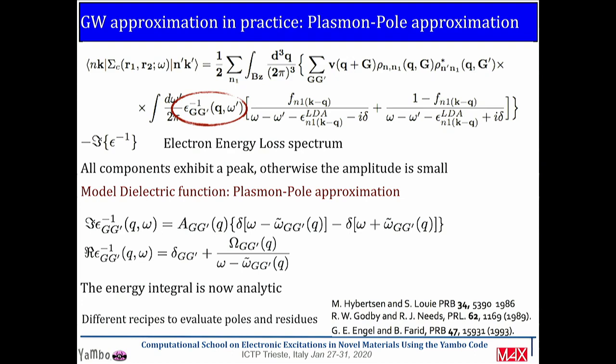Here are some references: Ibersen-Lewis, Godby-Needs, Engel-Farid. What Yambo implements is the Godby-Needs recipe. That means essentially performing a calculation for two frequencies: usually the static value, omega equals 0, and a complex frequency, which is an input of our code. Then these are two equations in two variables. We get the two values, and we can plug them into the analytic expression of the frequency integral.